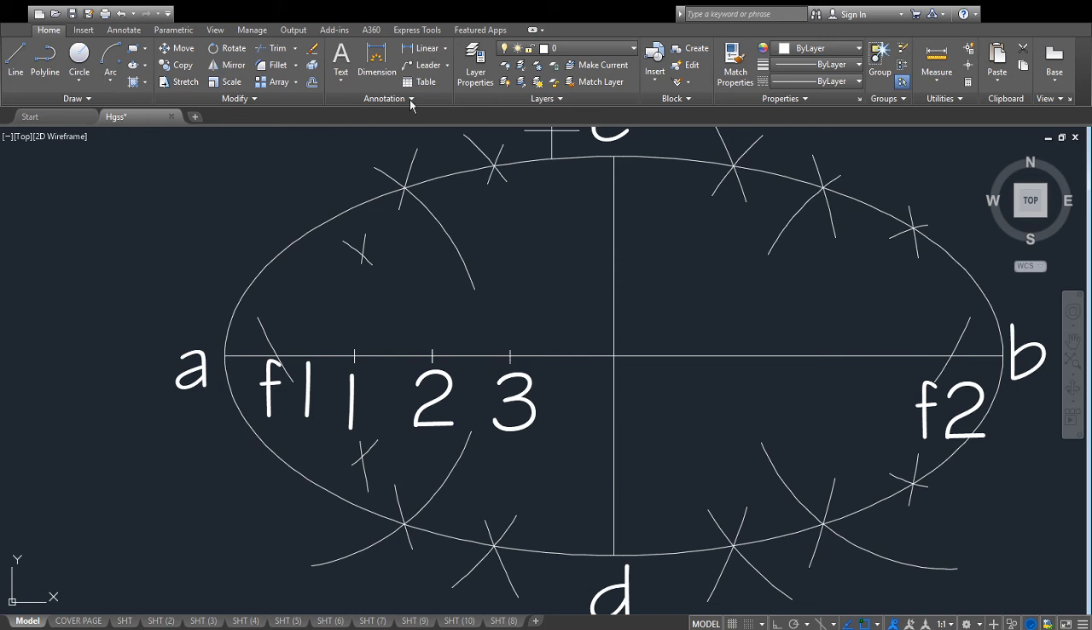Let me take the measurement again. From here to here is 1671, and from here to here is 8331. So I will leave this point here, then I will work on another. I'll pick my arc here. Okay, come to F1.